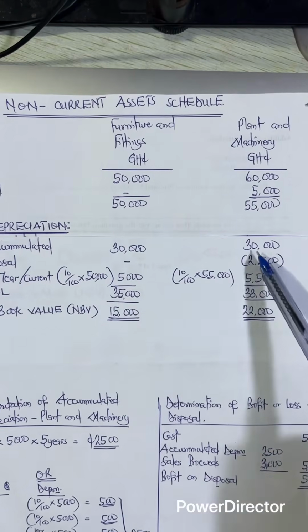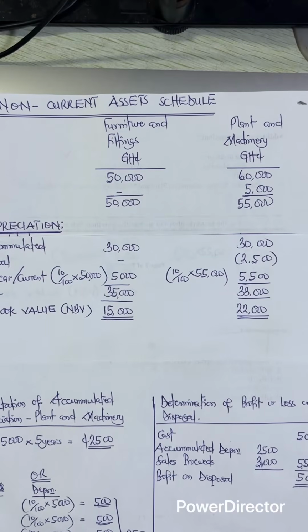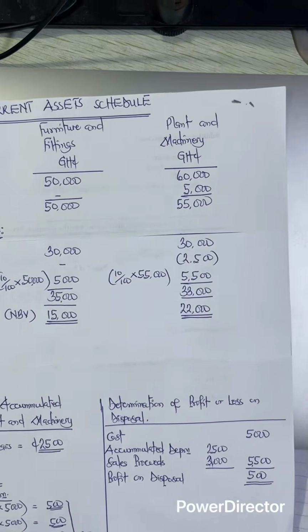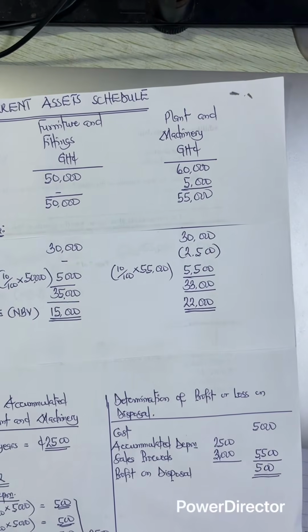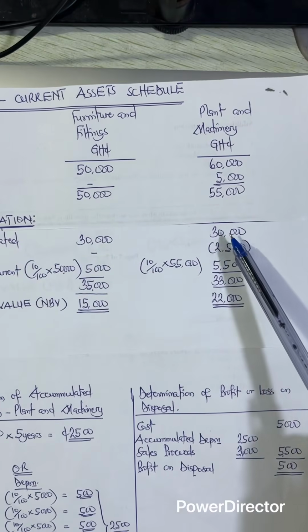When it comes to plant and machinery, it will be the same thing. Plant and machinery was acquired at 60,000. You could see 60,000. And at the end of the day, you check the debit side of the trial balance is 30,000. So the accumulated depreciation will be 30,000.